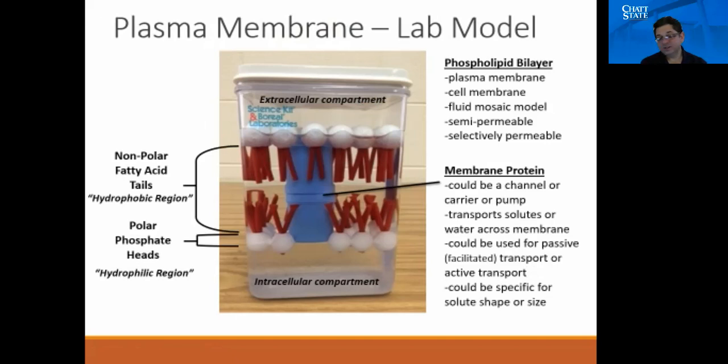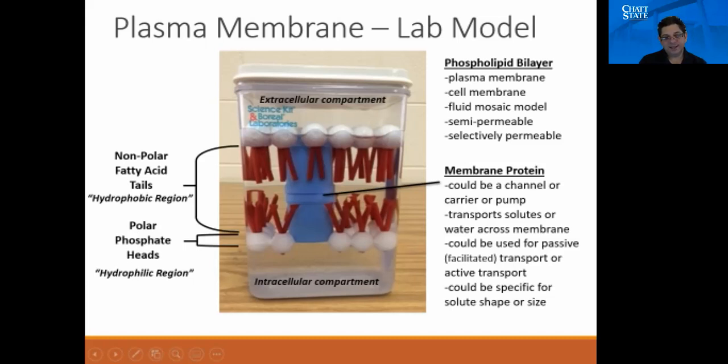Now here's a question. Besides just labeling that as a membrane protein, what if it was labeled and it asked, would this be used for simple or facilitated diffusion? What would the answer be? Facilitated. There you go. There's your topic right there. It could be used for facilitated transport or active transport.